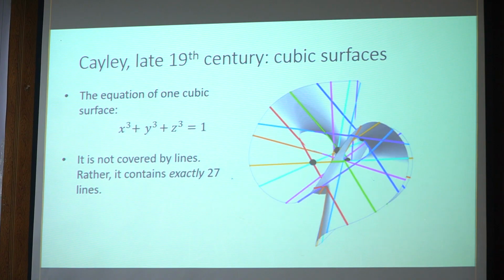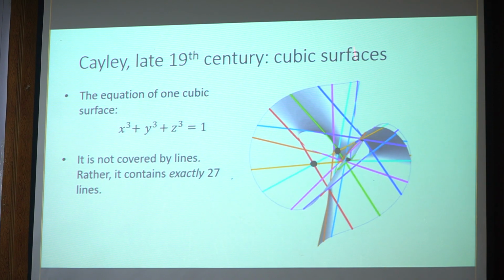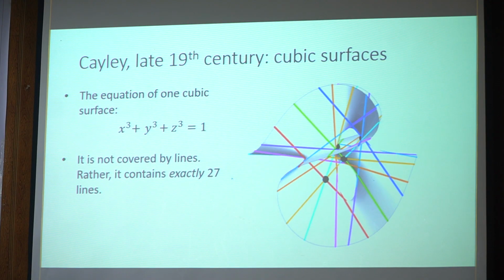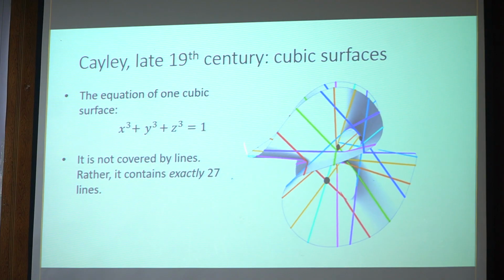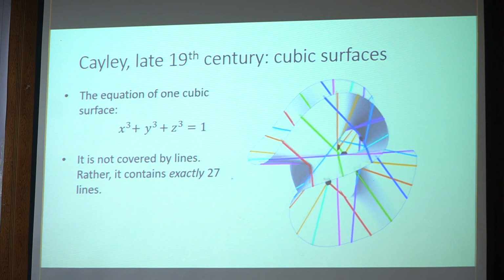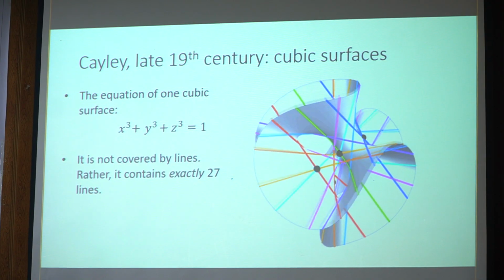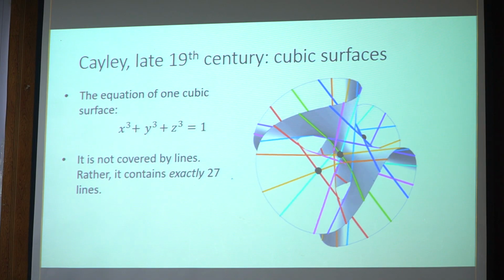So this is something I stole from the internet. The internet is a good source for pictures like this. So again, this is an honest representation of a real cubic surface, where actually I think all the 27 lines you can make real, and you can sort of represent them like this. Now, I have not seen any actual engineering application of this, but I would say it's pretty cool.